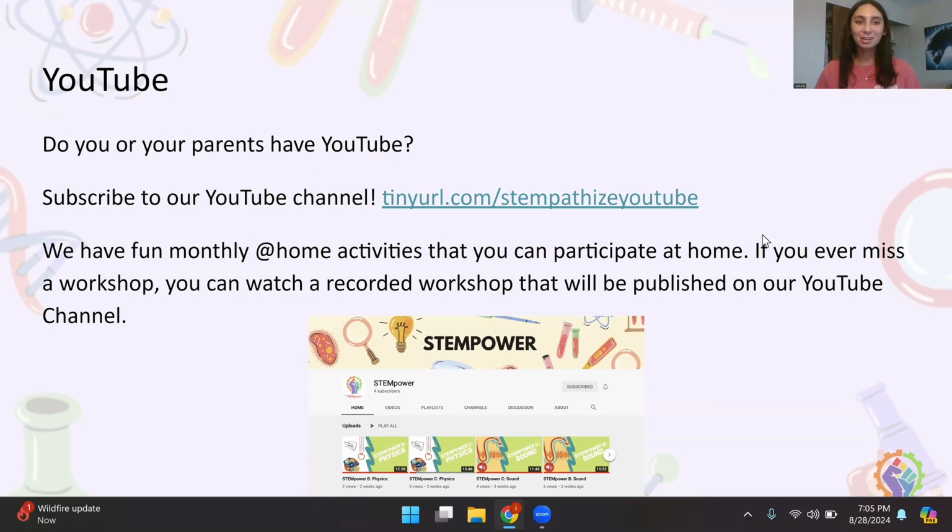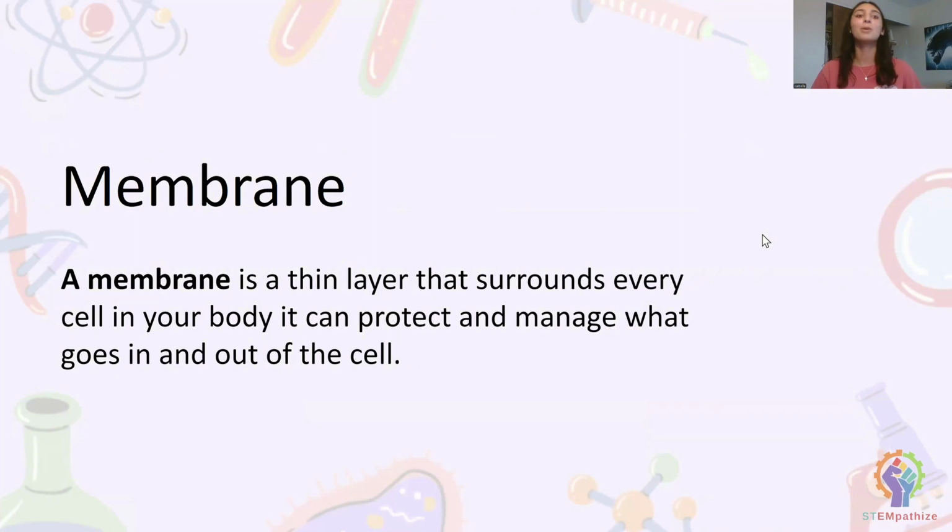All right, so today we're going to be starting off with our first definition, which is membrane. A membrane is a thin layer that surrounds every cell in your body, and it protects and manages what goes in and out of the cell. You can think of the membrane as a guard for a castle. This guard is opening the gate and letting in things that it seems are right to go into the castle, or closing the gate to not let in anything he would not like in his castle, obviously.